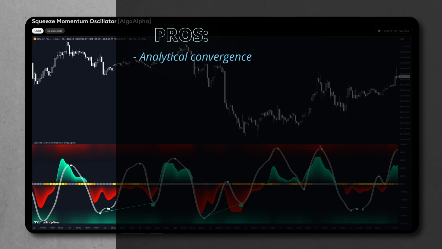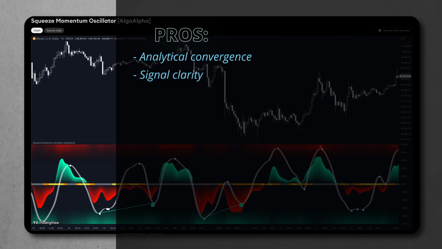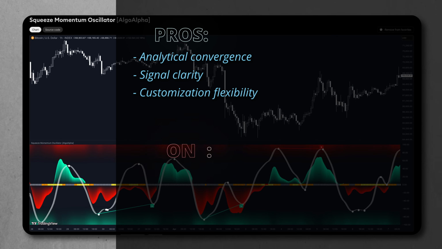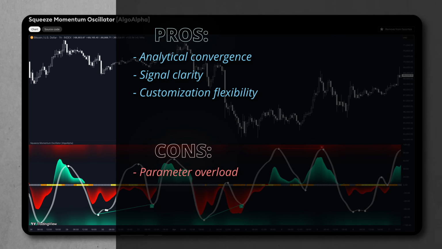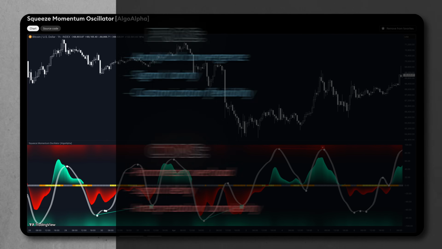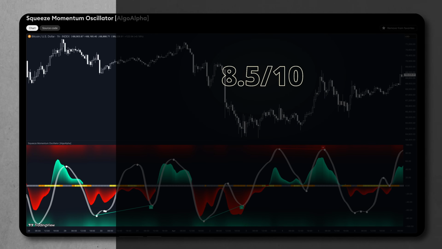Pros: analytical convergence, signal clarity, customization, flexibility. Cons: parameter overload, signal delay, interpretation complexity. Ranking: 8.5 out of 10.